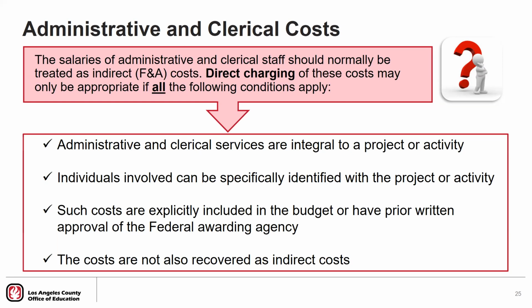First, the administrative and clerical services are integral to a project or activity. Next, individuals involved can be specifically identified with the project or activity. Also, such costs are explicitly explained in the budget or have prior written approval of the federal awarding agency. And lastly, the costs are not also recovered as indirect costs. No double dipping allowed. Taking time to determine these costs as indirect or direct is important in order to ensure that all costs are expended within the parameters of the program or grant.